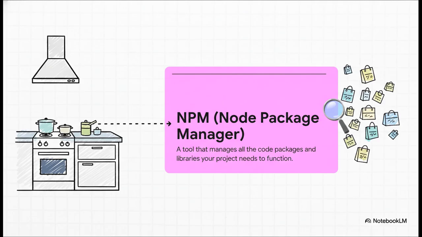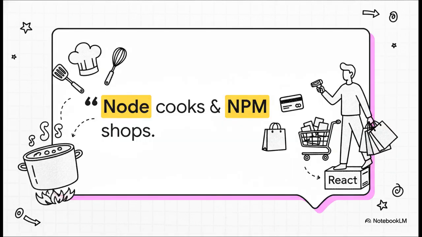So, if Node.js is our kitchen, how do we get our ingredients? We can't cook without them. That's where NPM, the Node Package Manager, comes in. It's our direct line to a massive grocery store of code. And this is probably the simplest way to remember the relationship between the two. NPM is our personal shopper. It goes out and fetches all the pre-written code libraries we need, like React itself, so we can just focus on cooking our own unique meal.